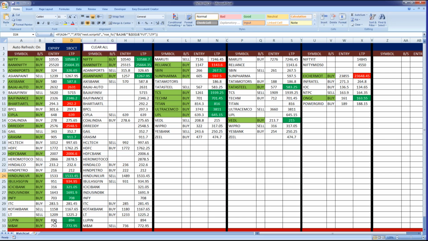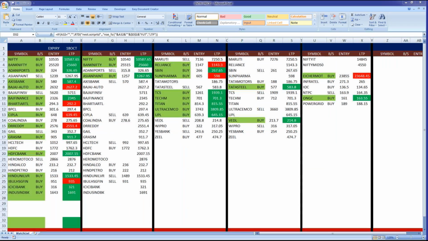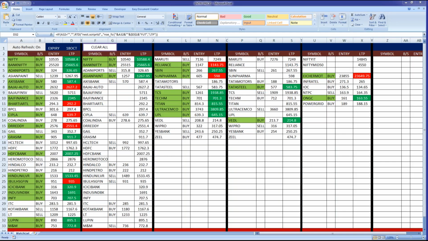It went to 890, and today it made around 908, 10 18 rupees on Lupin.